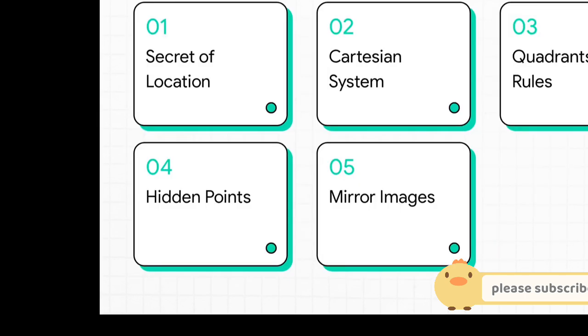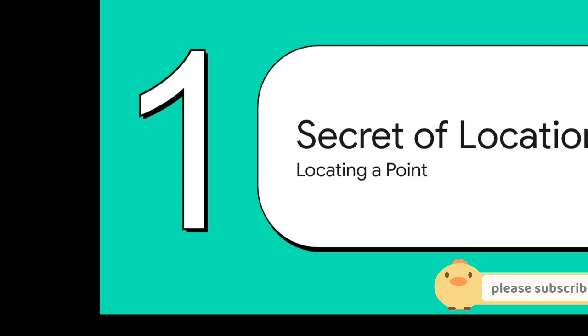So, to turn you into a coordinate master today, here is our game plan. We'll be walking through 5 key topics. First, the secret of location. Second, the Cartesian system and René Descartes. Third, quadrants and their rules. Fourth, hidden points on axes. And finally, the magic of mirror images. Let's dive right in.